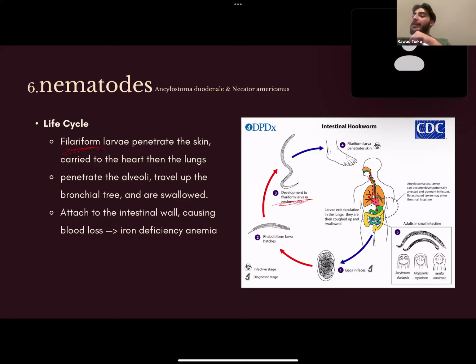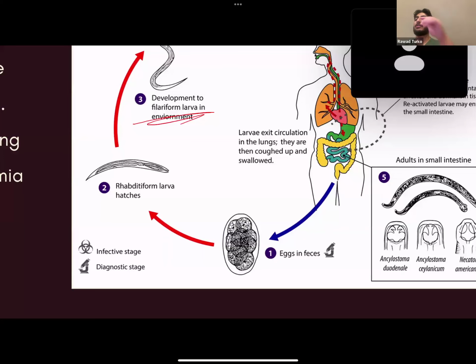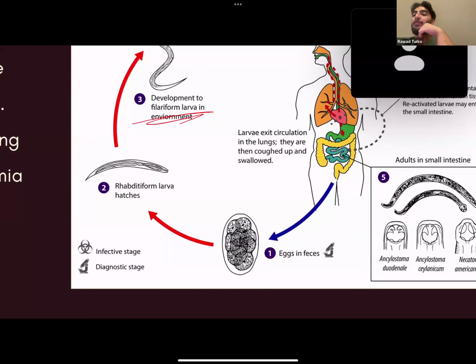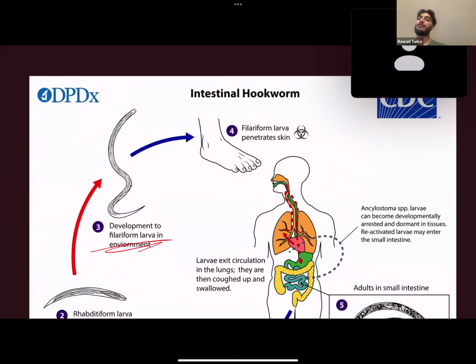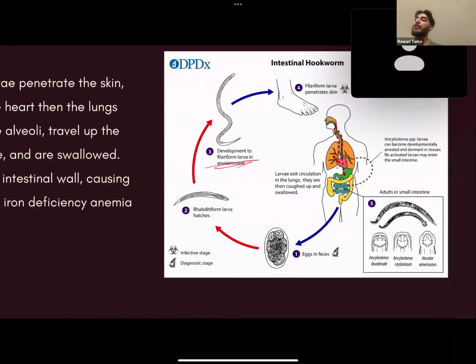Once it goes in there, it's going to exit the circulation in the lungs, and then similarly to trichuris, it's going to be coughed up and then swallowed again. I'm not sure if that was actually trichuris or another one, but again, it's coughed up and swallowed. Then you find these eggs in the feces. They have a very specific appearance, like a bunch of circles on top of one another. That's how you know it's a hookworm infection. The infective stage is the filariform larva and not the egg, and the diagnostic stage would be the egg.